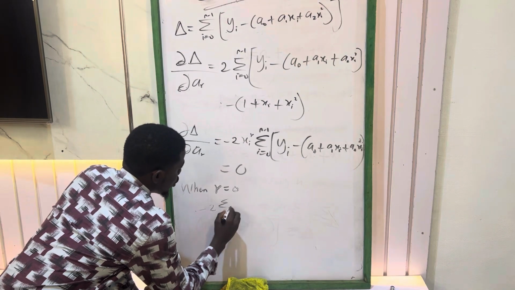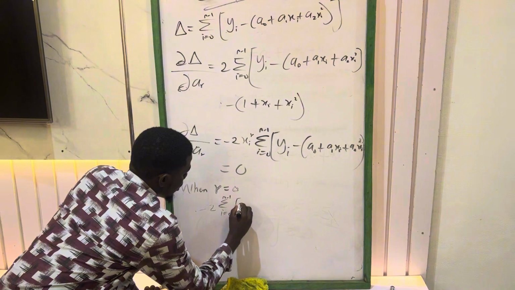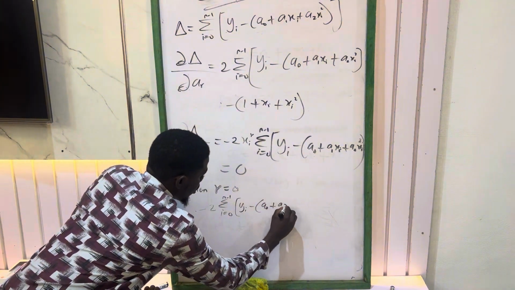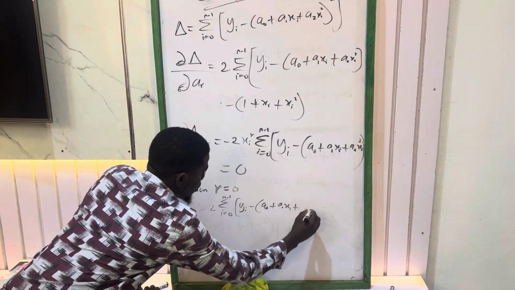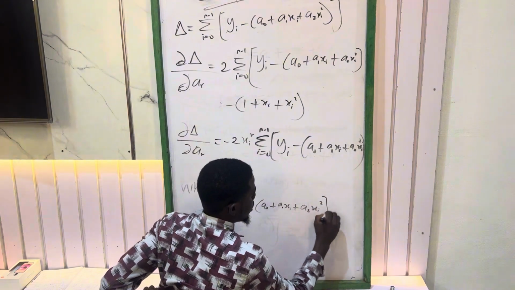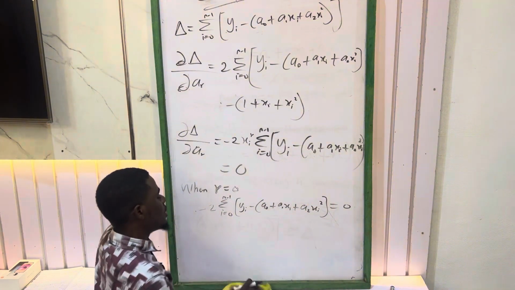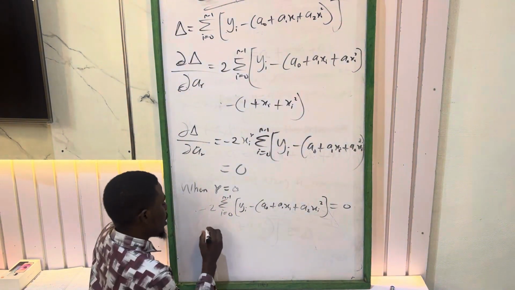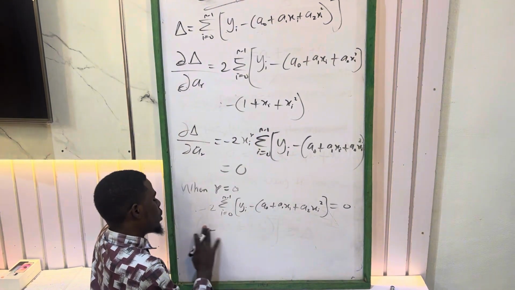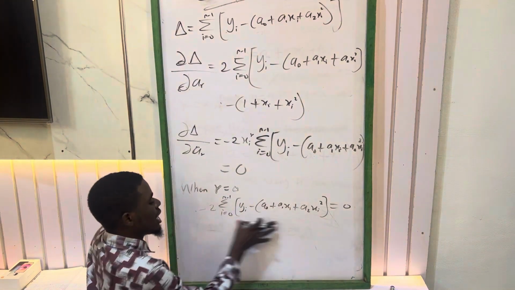Then we have the summation from i equals 0 to n minus 1 of yi minus a0 plus a1 xi plus a2 xi squared, all equal to 0. We're not done yet, so we can further expand this. In fact, this minus 2 can go, because if we divide both sides by minus 2, the minus 2 is taken away and we're left with this exact expression.